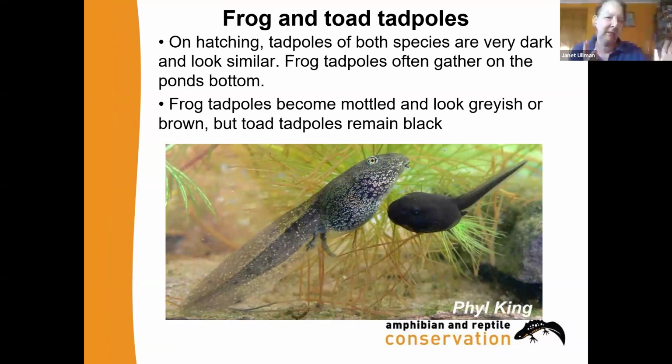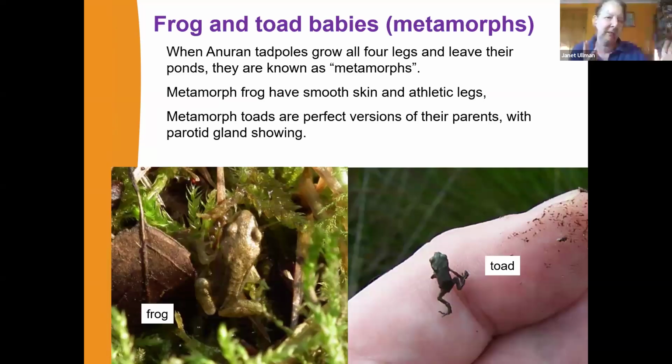They then go on to create these beautiful little metamorphs as they go through metamorphosis. Tadpoles will grow their back legs first, and the front legs emerge last from under their internal gills. Then these beautiful little metamorphs come out when they've absorbed that tail back into them, and they're just little perfect replicas of the adults. The frog ones have the smooth skin, the toads are a bit more warty. You can see little tiny parotoid glands just behind their eyes there.